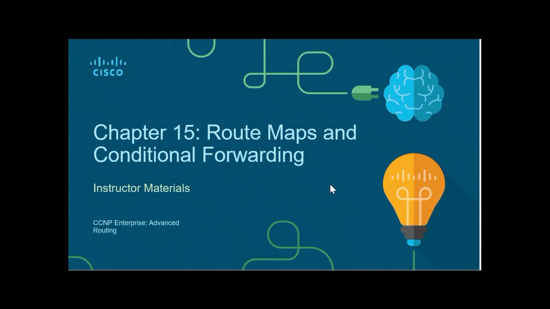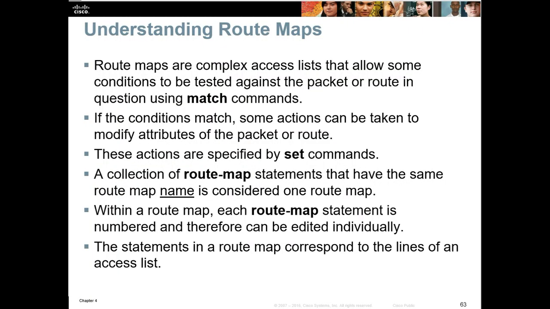Hi everyone, in this video we are going to look at route maps. So basically, route maps are complex access lists that allow some conditions to be tested against the packet or route in question using match commands. Okay, so dia macam access list, only is a little bit more complex. So if the conditions match, some actions can be taken to modify attributes of the packet or route.